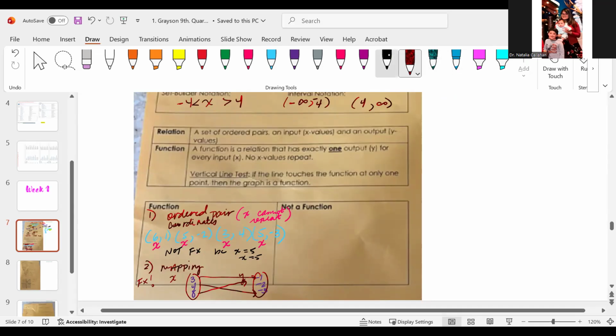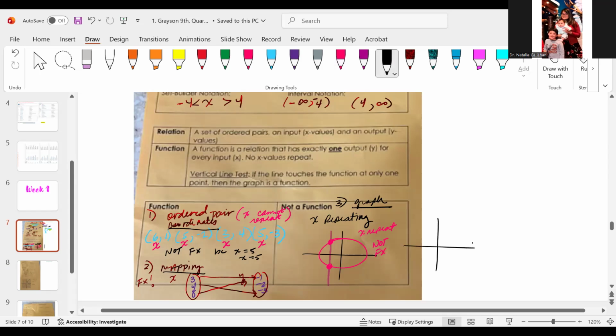Not a function. Actually, this one should be over there, but that's okay. Not a function would be X repeating. The third one here is with a graph. Remember, coordinates, mapping, graph, right? If I have a circle right here, you've got to do the vertical line test. If I draw a line right here, how many times does it touch this vertical line? Twice. So X is repeating. Do you see that? So it's not a function.